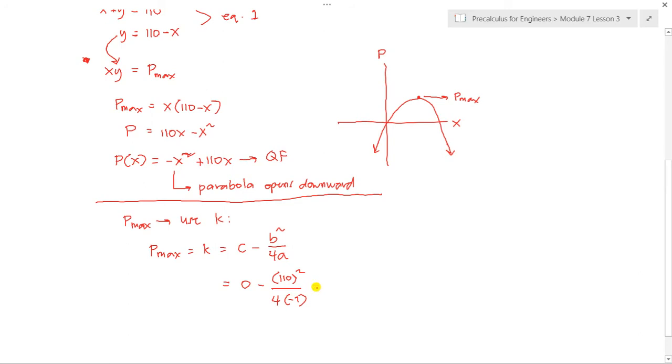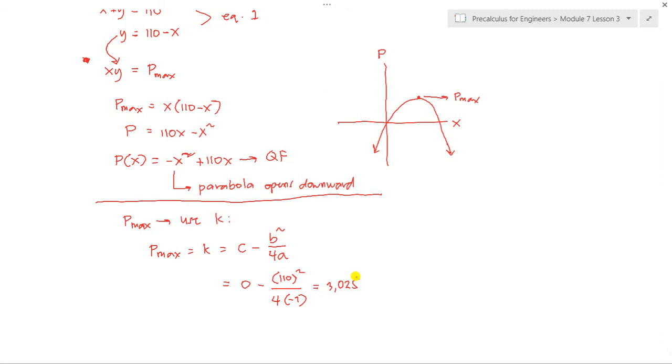So that is equal to 110 squared divided by 4 times 1, or 4. The answer is 3025. So 3025 is the maximum product of the two real numbers x and y.